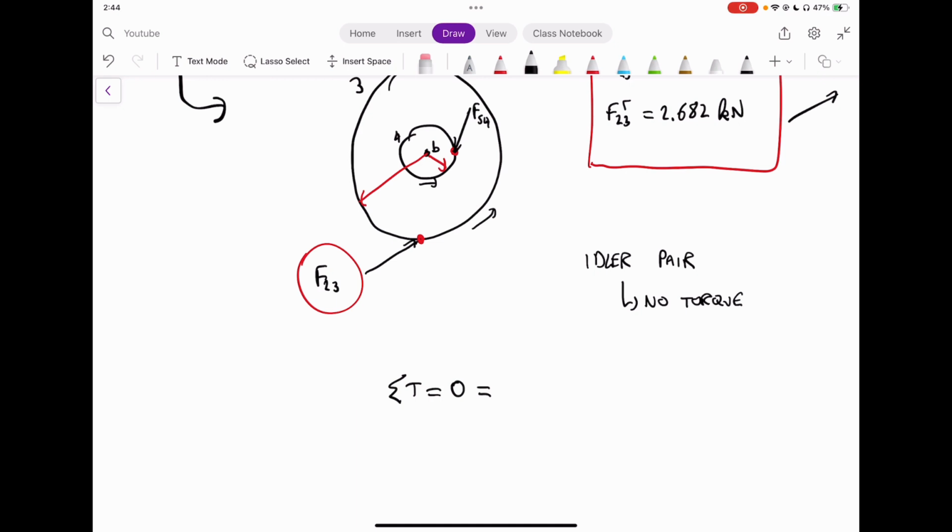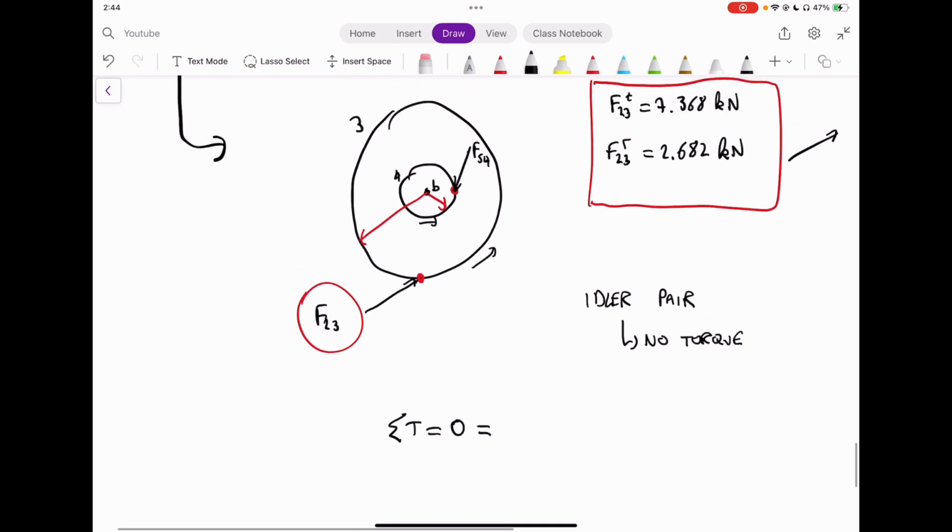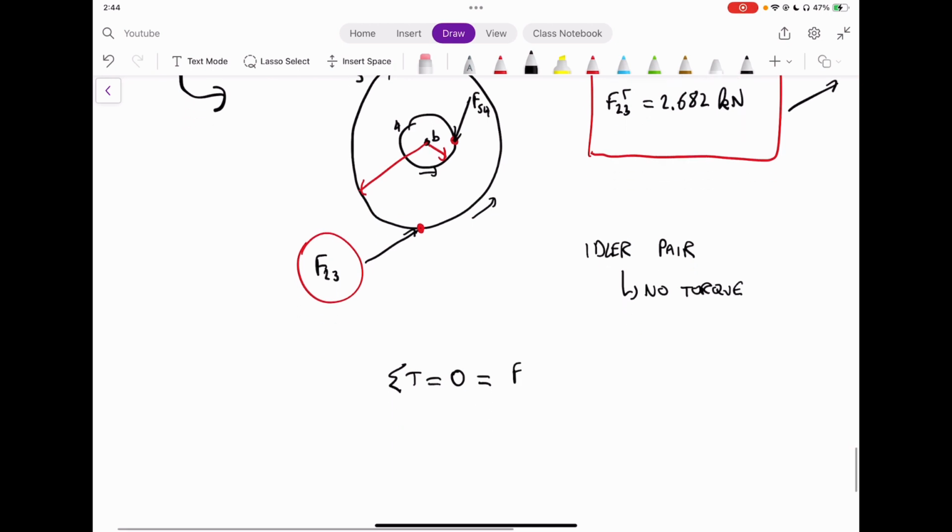So the radial component of our force is useless for torque because it's in the same direction as the center. So there is no torque associated with the radial component. Essentially what we're looking at is the tangential component of force multiplied by the distance to find the torque. So we have that the torque, assuming that clockwise is positive, is going to be equal to F54 tangential times D4 over 2, or radius of 4, minus, in the counterclockwise direction, F23T times D3 over 2.